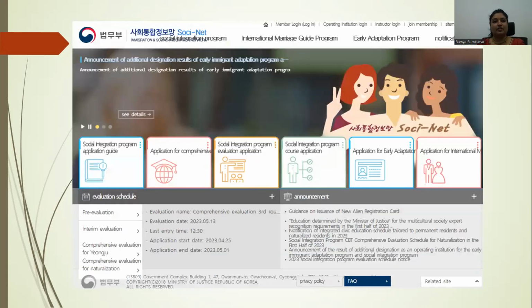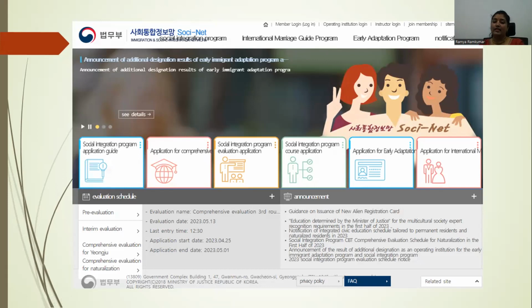So this is the website, SoshiNet. As the name suggests, it's the name of the website, Sahwe Tongap Jongbo Mang. If you want to join this website, first you have to go to this portion, where it shows join membership. When you click this tab, you will see another screen appearing where you can fill in all your details like name, passport number, date of birth, nationality, and all the details. When you fill these in, you can create your own ID and password.